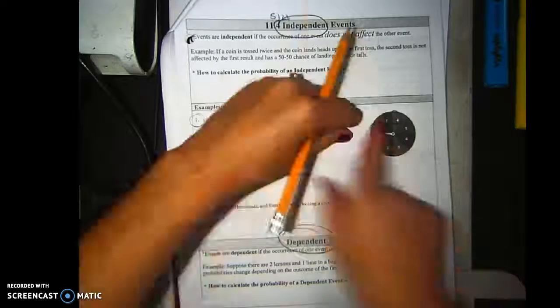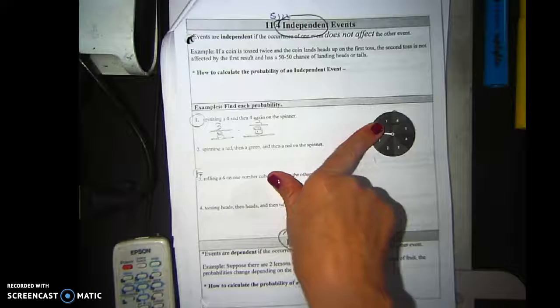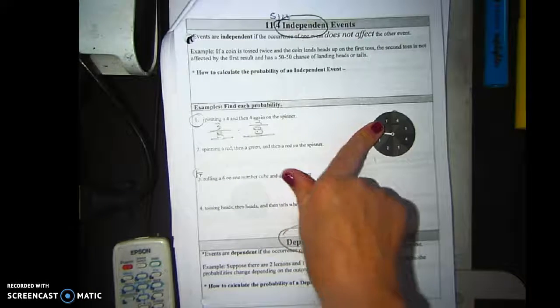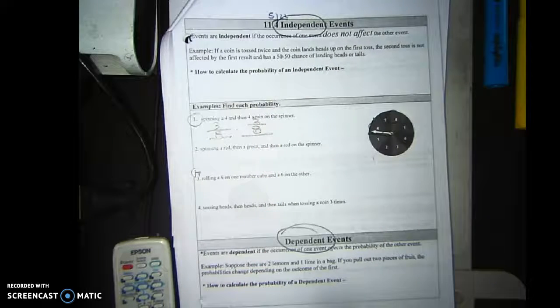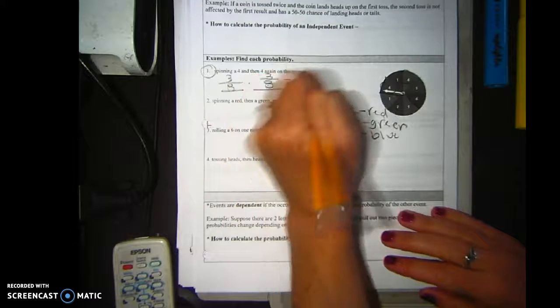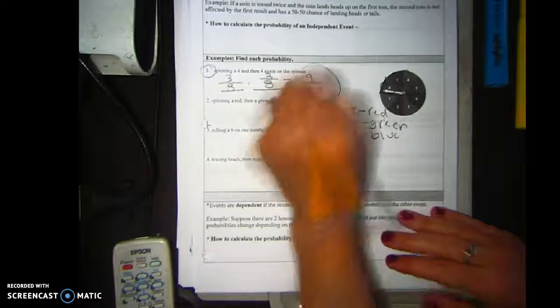If I suddenly took out the four and it wasn't there anymore, then that would be dependent. Because now me cutting this out means that is not an option anymore and it would be dependent. Okay? But who cuts out a spinner? That'd be weird. All right, so then you multiply these and that's 9 over 64 and you're done.